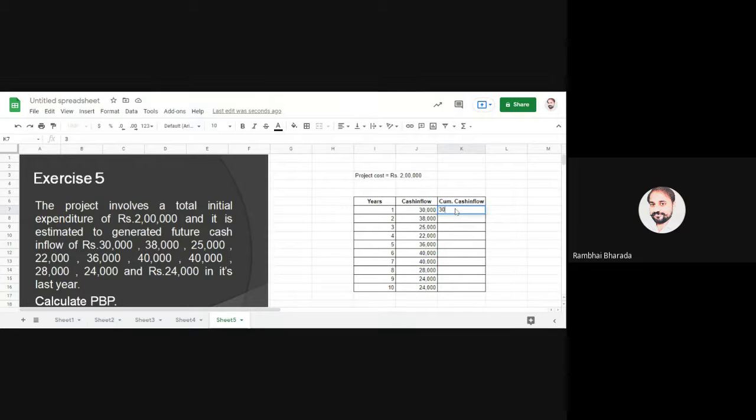So on the first year, we will get 30,000 only. In the second year, 30,000 plus 38,000. It means 68,000. Now, in the third year, it means sum total of 1 to 3. Karo calculation. 30 plus 38 plus 25, how many? 93. Very good. Fourth year, it means 1 to 4. 93 plus 22. एक बोल रहा है 93, एक बोल रहा है 92. Which one is right? It's 1,15,000. Very good.